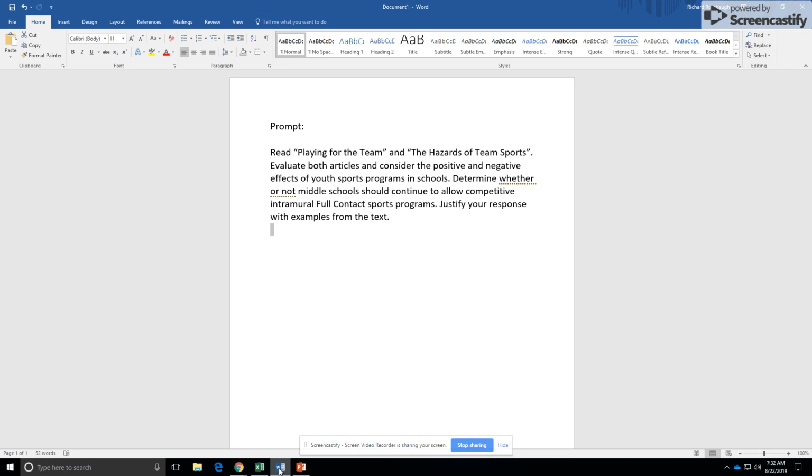Read Playing for the Team and the Hazards of Team Sports. Evaluate both articles and consider the positive and negative effects of youth programs in schools. Determine whether or not middle schools should be allowed to continue competitive intramural full contact sports programs. Justify your response with examples from the text. So I've read through it.